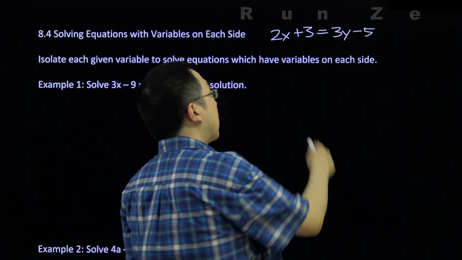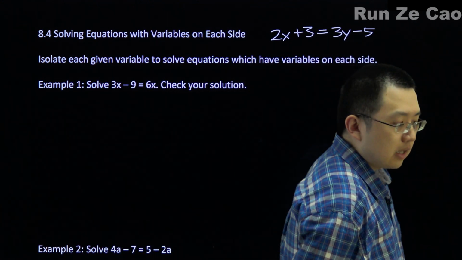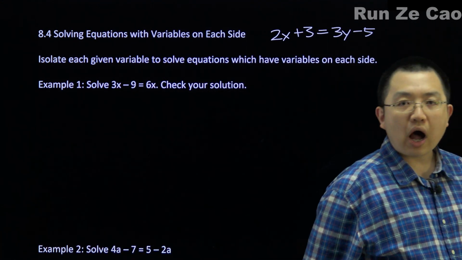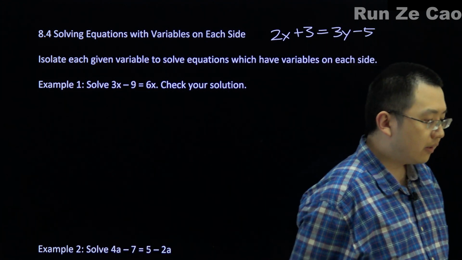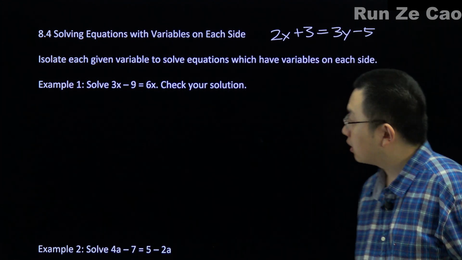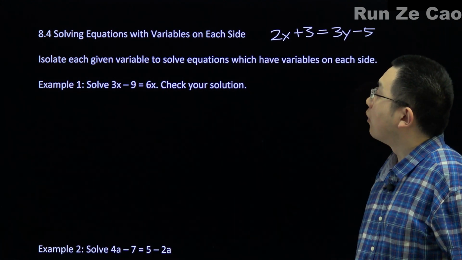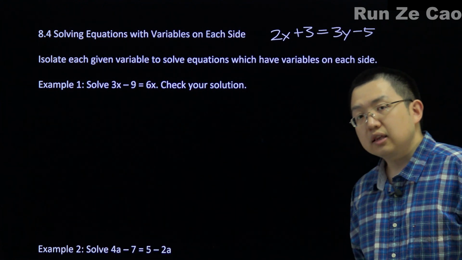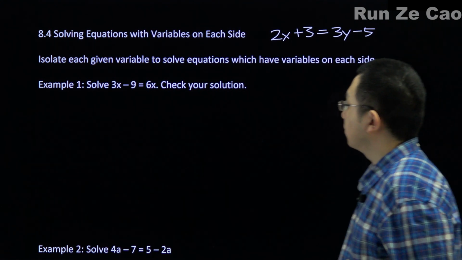So you express x in terms of y and the constant. And you can also express y in terms of x and the constant. However, at present, we're only dealing with having the same variable on both sides, which means we still have to isolate the variables.